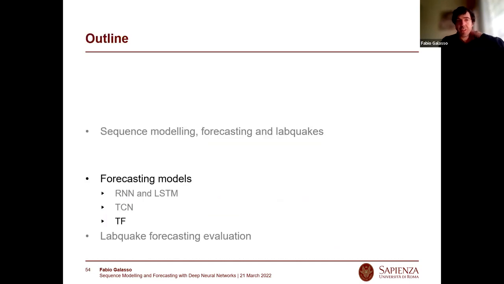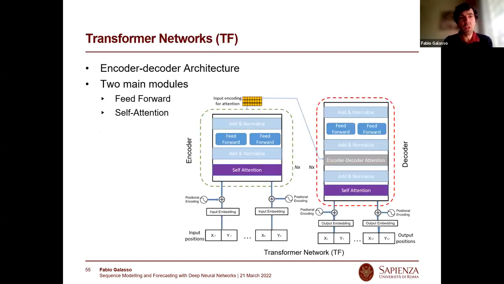All right, and then I get to the transformers, which is the, say, third modern way of doing sequence modeling and so forecasting. And this is the basic transformer network. This was proposed in 2017 by Vaswani et al. And it's based on attention. And it's an encoder-decoder architecture. So I'll get back to this when I switch to talking about graph convolutional networks.